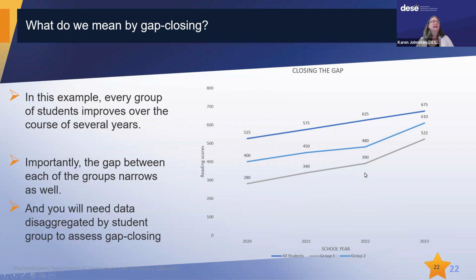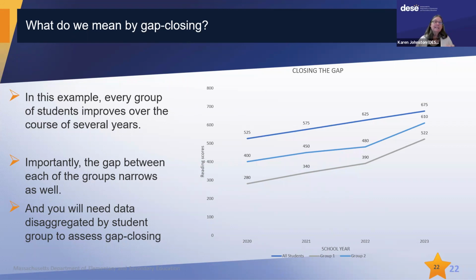I also wanted to highlight gap closing and talk a little bit about what we mean by that. This is just an example of reading scores for a district. These aren't real data over several school years, FY or academic year 2020 through 2023. And in this example, every student group improves over the course of several years, and that's exactly what we want. We want to know that districts are working on improving outcomes for all of their students.